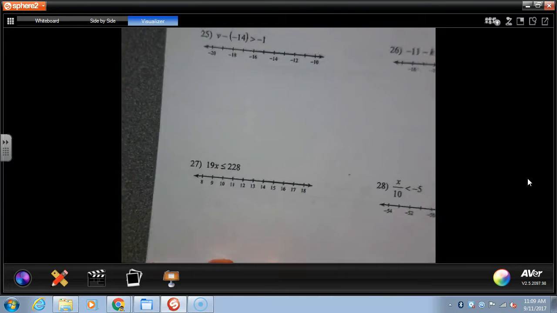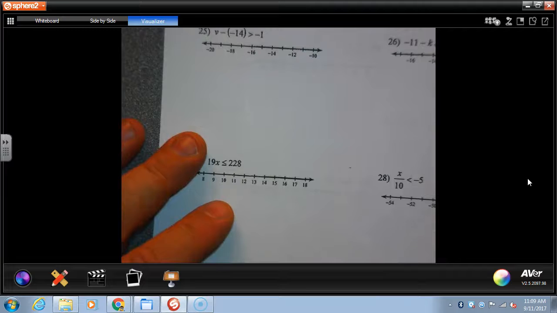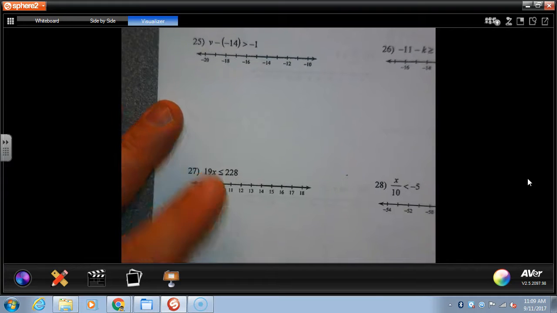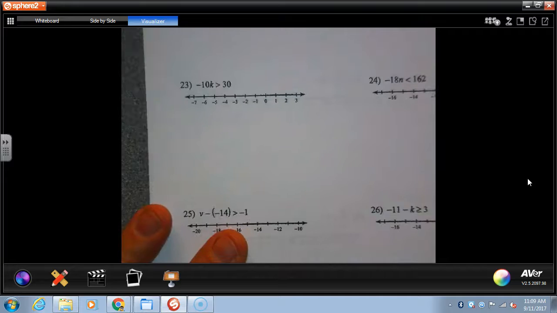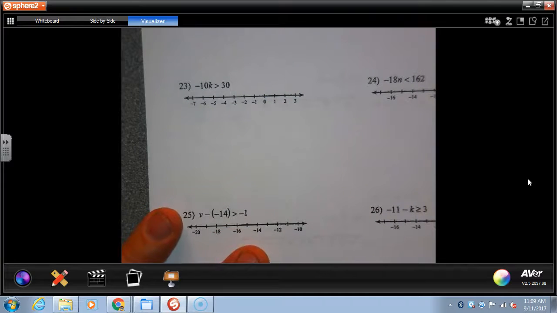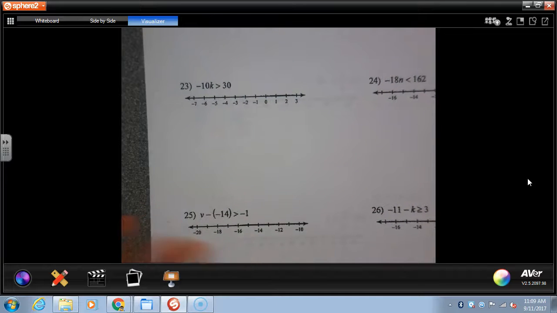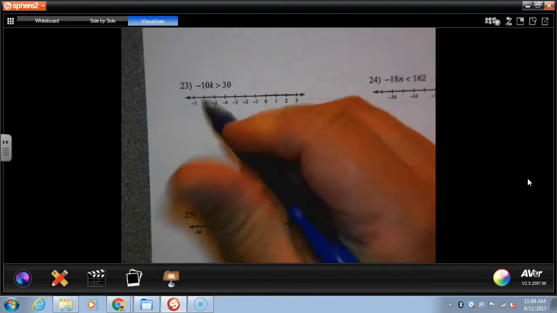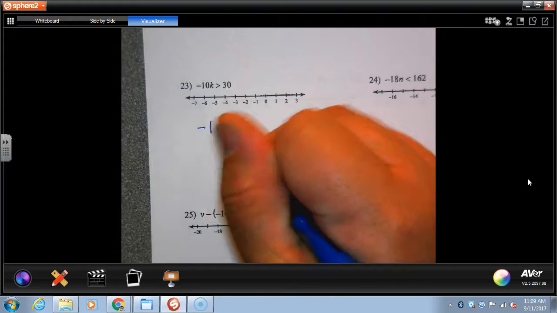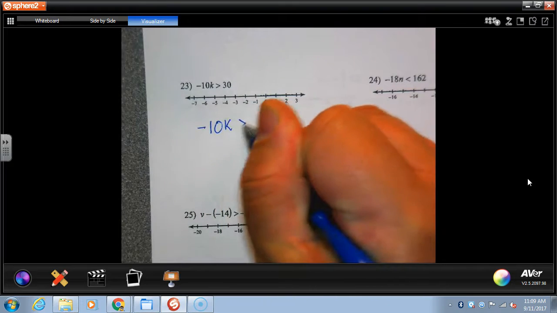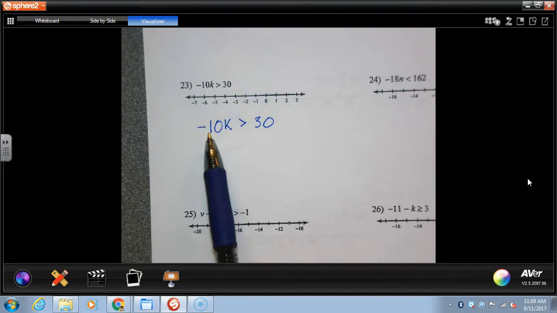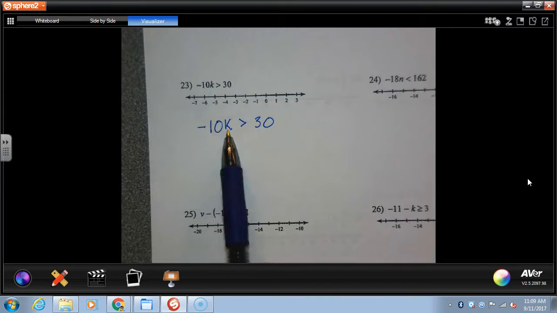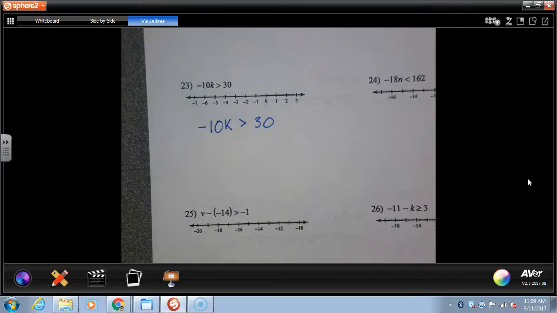Let's find one that's a little harder. Let's look at 23. No, it's not that hard, but there's the rule we have to follow. I have negative 10k greater than 30. I have multiplication between the coefficient negative 10 and k, so I have to undo multiplication.